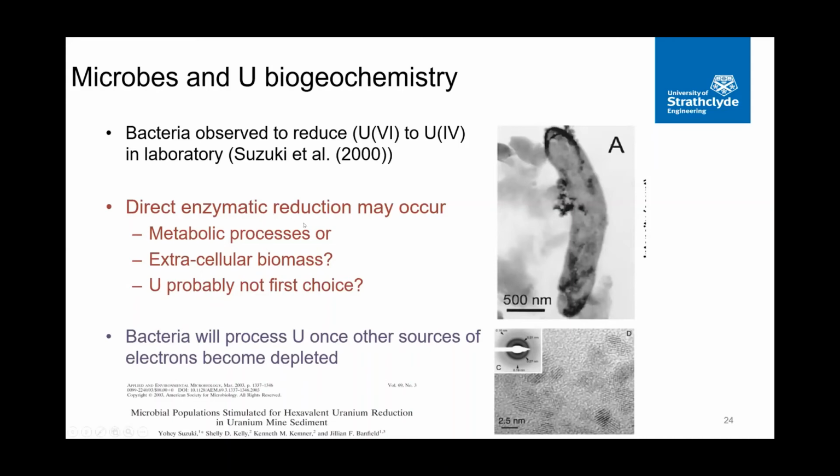And this was described as being direct enzymic reduction. At the time the question was, was it a metabolic process from internally within the bacteria, or was it all done outside through the secretions of the extracellular biomass? It's likely that because uranium is toxic, it is unlikely to be the first choice that bacteria would process after the electron shuttling of that. So they would use up everything else in the vicinity before they would touch uranium.